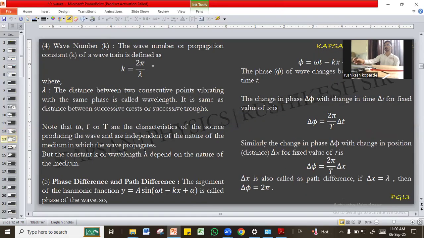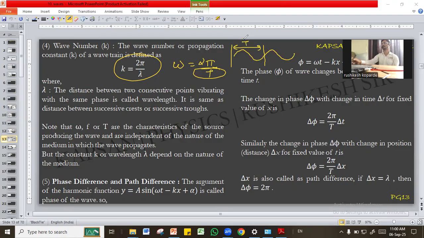Now, similar to omega, they have defined this constant k. What was omega defined as? 2 pi upon T. Now they have defined k as 2 pi upon lambda. The wave repeats itself after a definite interval of time. And if you take a photograph of the string at some instant of time, the string looks like this. So there is a definite distance after which the wave repeats itself. This distance, lambda, is called the wavelength.